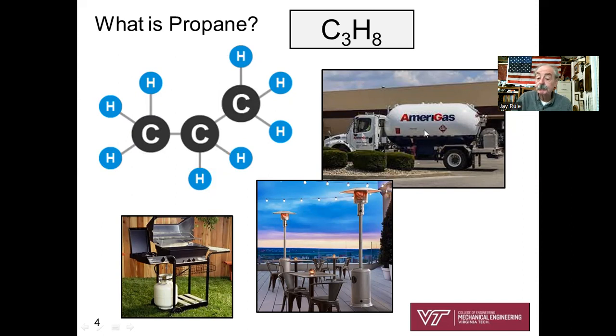I hope you've seen propane trucks driving around for delivery and selling of propane. I hope that you're familiar with how gas grills work. And then here's an example of propane supplied restaurant heaters for outside dining. These are really cool radiant heaters because that propane flame is so hot. You get radiant heating when you're dining at this table. So that's a little background on what propane is.